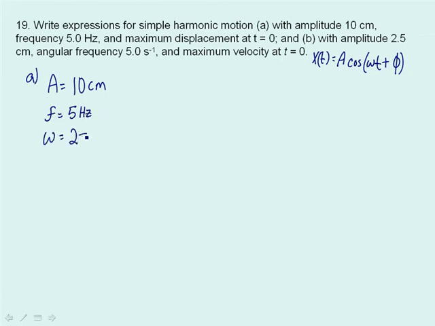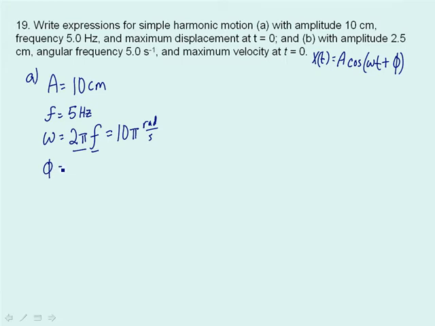And omega is equal to 2 pi times the frequency. If you look at this, the units will give you radians, because 2 pi radians times 1 over seconds gives you radians per second. So that gives you the angular frequency. 2 pi times 5 gives you 10 pi, in radians per second. And then we also want to know what phi is.